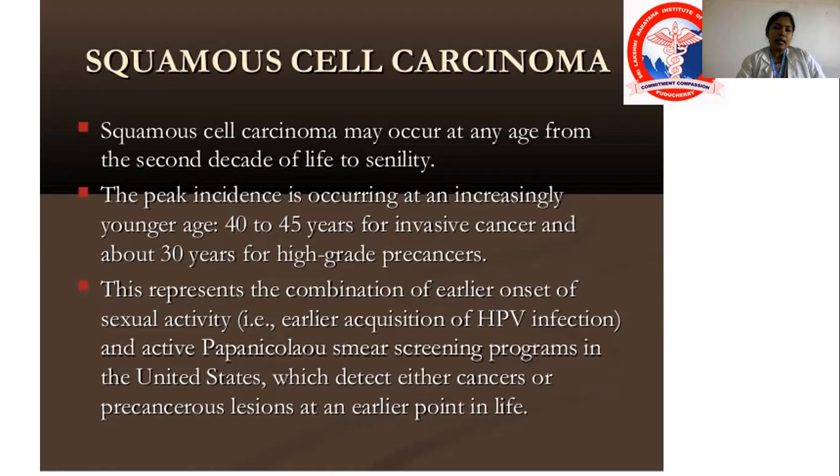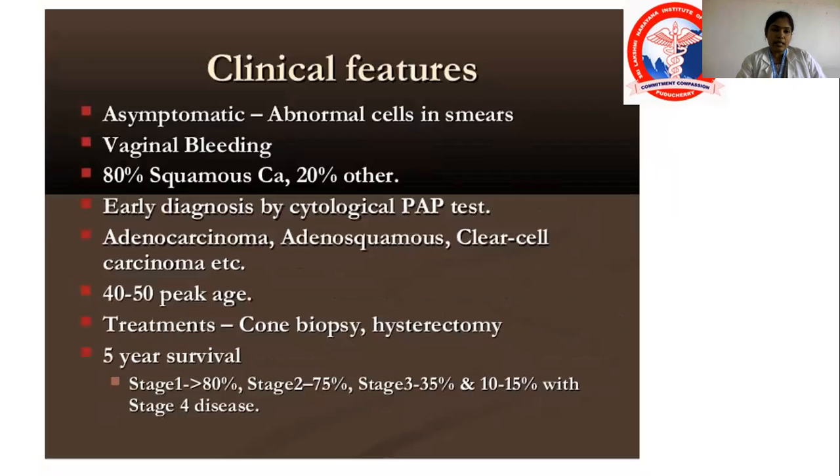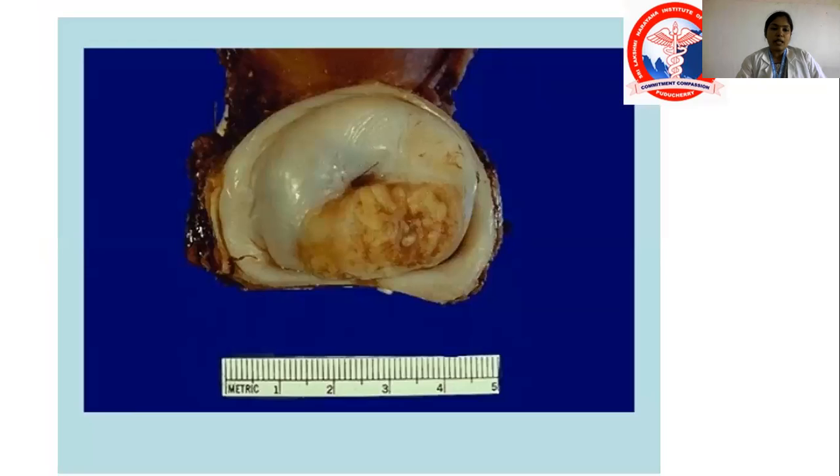The peak incidence is occurring at an increasingly younger age, that is 40 to 50 years for invasive cancer and about 30 years for high-grade precancers. This represents the combination of earlier onset of sexual activity and active Pap screening programs in the United States. The clinical feature of squamous cell carcinoma includes postcoital bleeding; 80% of squamous and 20% of others present with postcoital bleeding. It can be diagnosed earlier by Pap test. 40 to 50 years is the peak age, and the treatment is mainly by cone biopsy and hysterectomy.